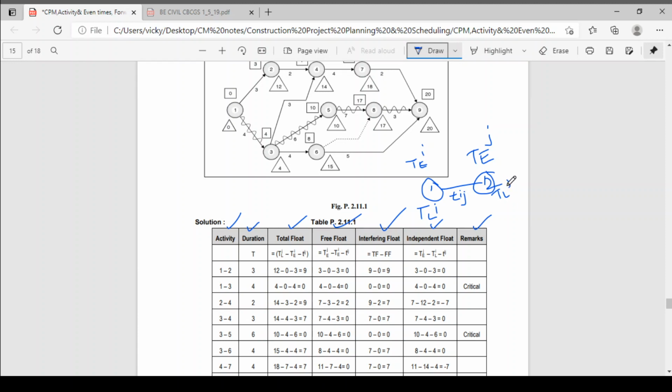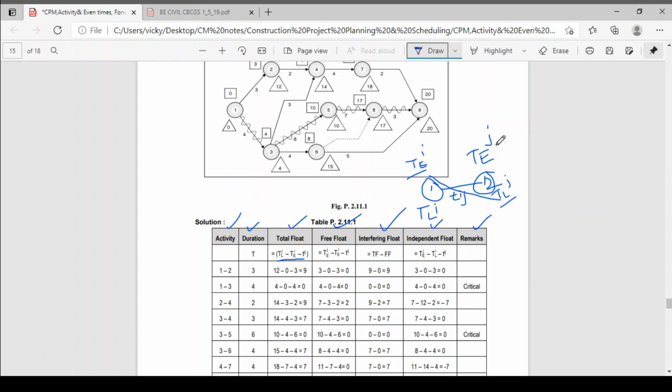That means earliest start time of this activity, earliest finish time, latest start time and latest finish time. So now the total float formula: TLJ minus TEI minus TIJ. This is the formula for total float, which you have to write here.